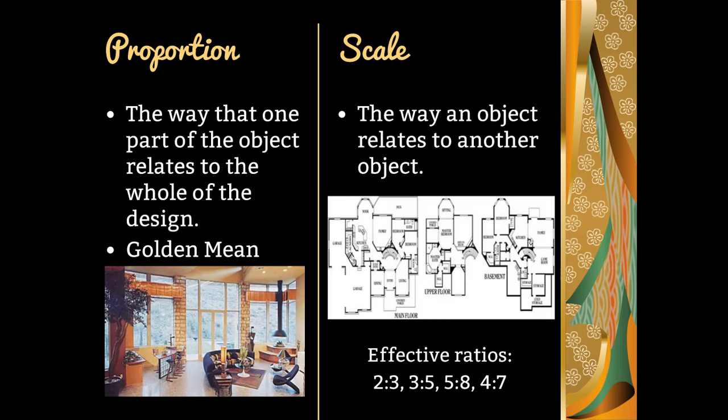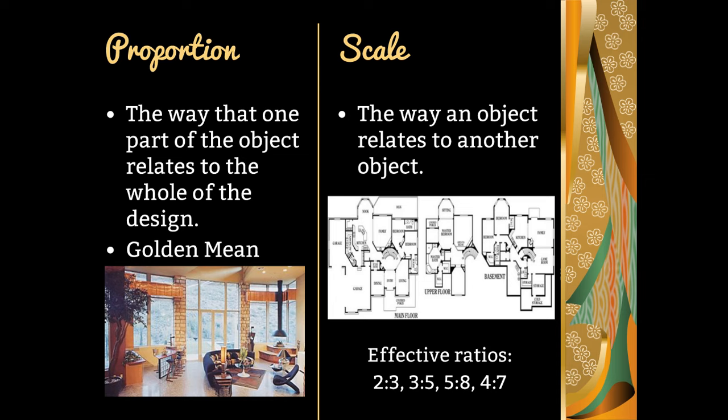All right? So proportion is the way that one part of the object relates to the whole part of the design. And what that means is you want to follow the rule of the golden mean. So if you take a line and you draw a line down the center, the room is proportioned. It's balanced, okay? So you want to make sure that whenever you're creating a space, you're following the golden mean. Things are equal on both parts, all right?